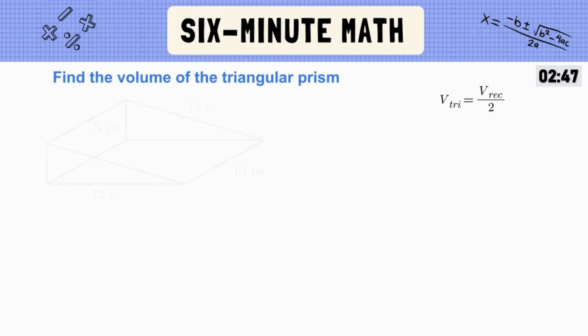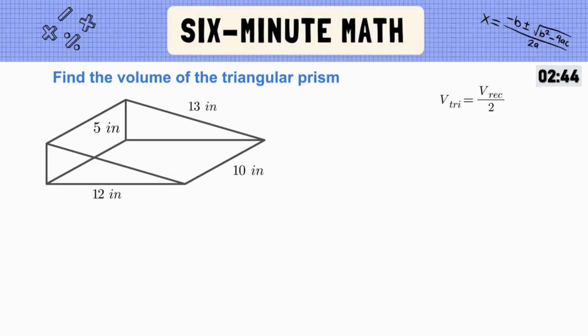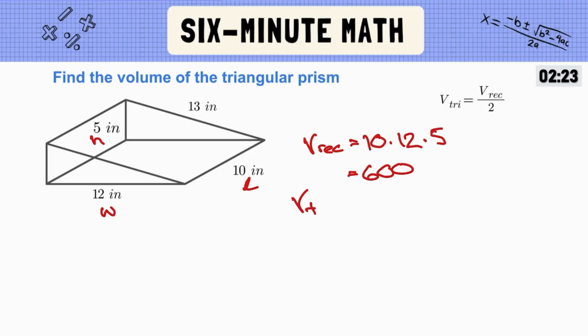Let's check out another example here. We're going to find the volume of this triangular prism. We have our width, our length, and our height. So that volume of the rectangular prism is 10 times 12 times 5. That is equal to 600. So that volume of that triangular prism is 600 divided by 2, making that volume of the triangular prism 300 cubic inches.